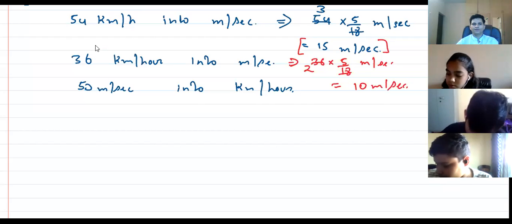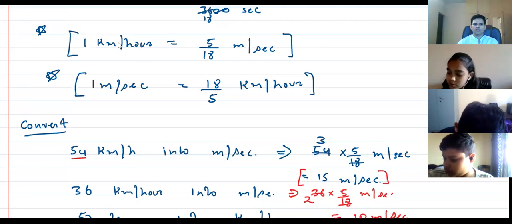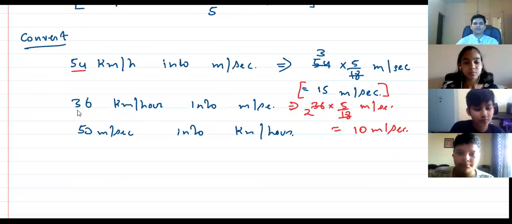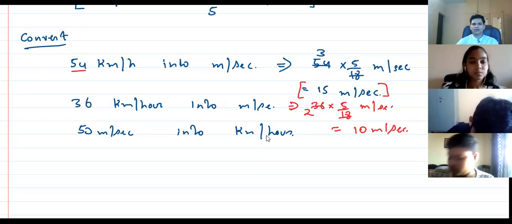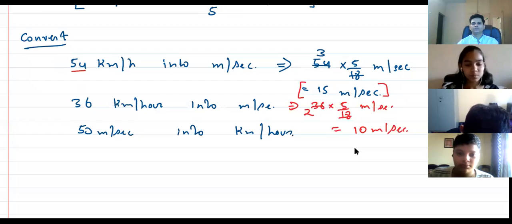Okay, so first one, what we did, we multiplied 54 by 5 by 18 because we want to convert kilometer per hour into meter per second, right? So 54 into 5 by 18 is 15 meter per second. Same with second one, 36 kilometer per hour into meter per second. So 36 into 5 by 18, which is 10 meter per second.